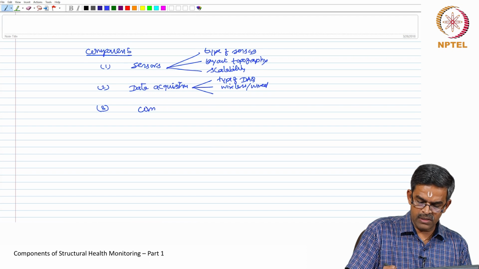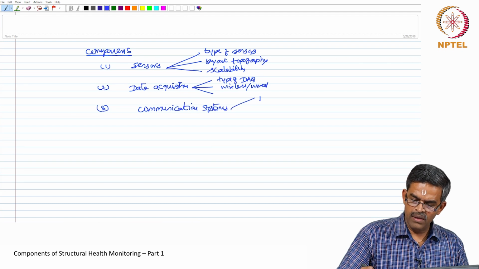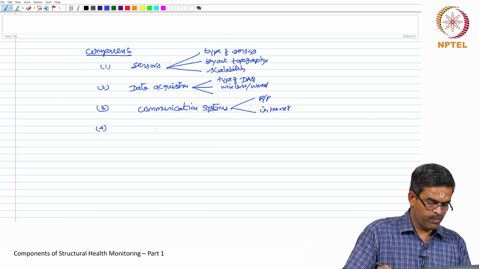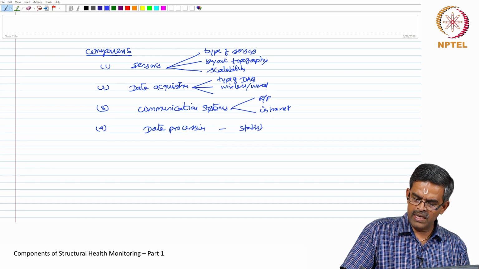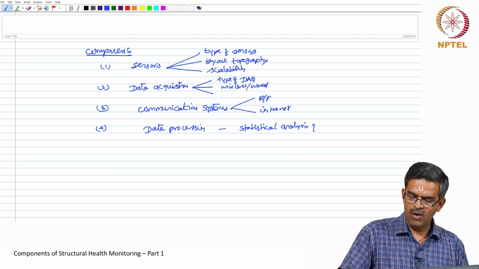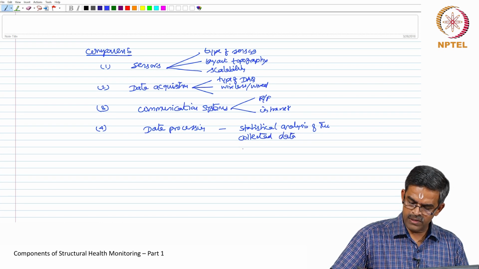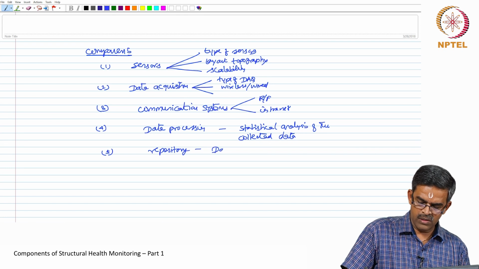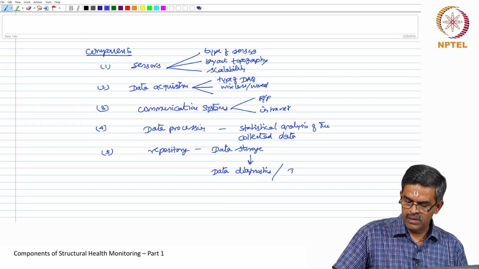The third could be the communication system, which can be using RF frequency or using intranet, etc. Fourth could be the data processing, which will be dealing with the statistical analysis of the collected data, which is then deposited in a repository, which we call as data storage, which also require data diagnostics and data retrieval.